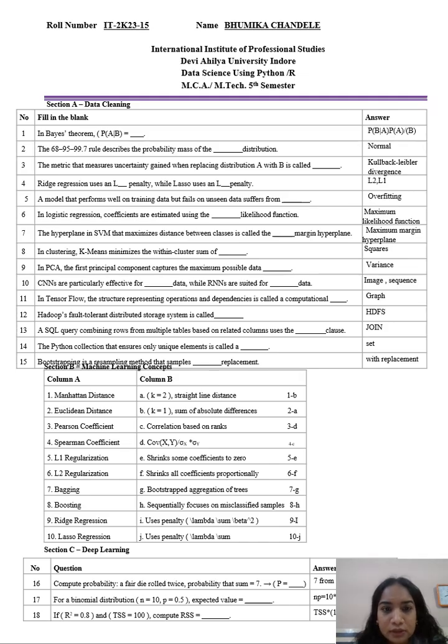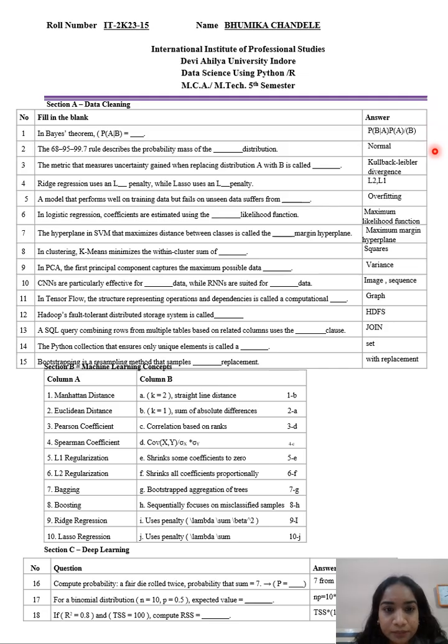Let's start with Section A, data cleaning. First question: in Bayes theorem, P(A|B) is equal to? The answer is P(B|A) times P(A) divided by P(B). This Bayes theorem updates the probability of A given new evidence B.